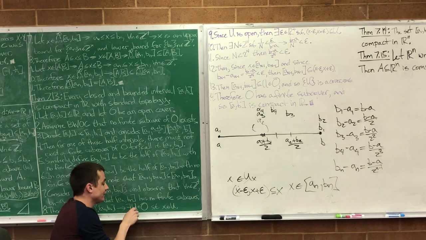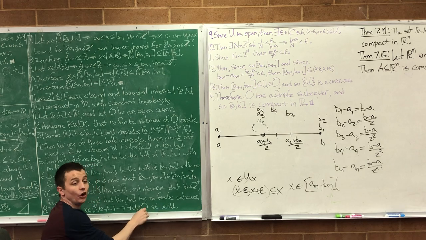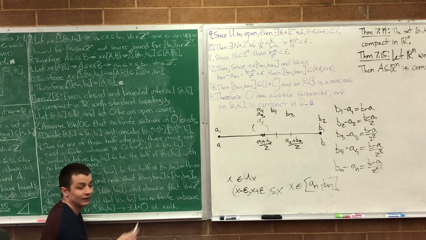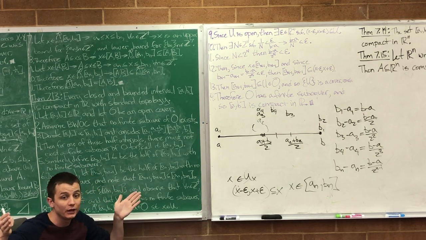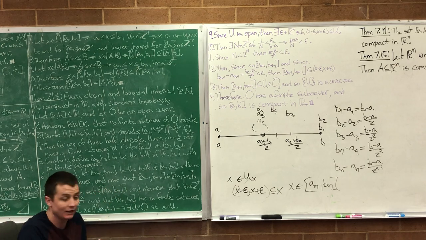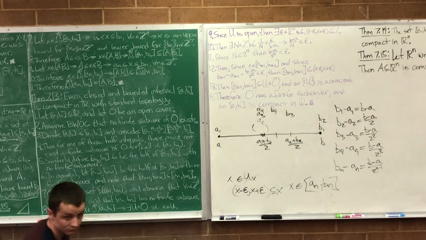And I know that there exists some U in O such that x is in U. O is an open cover. It better have some open set U that contains x. If it covers a whole interval, then there better be an open set in there that contains our little x. That makes sense? Okay.